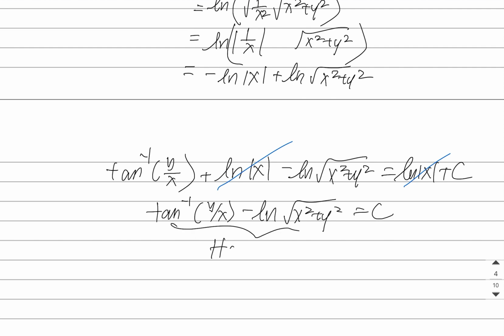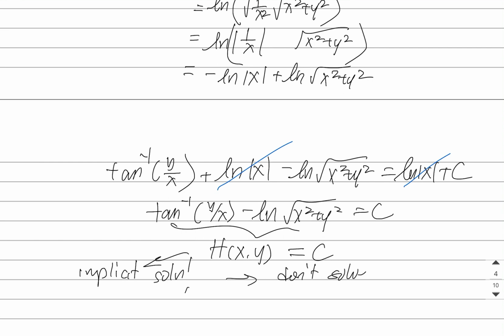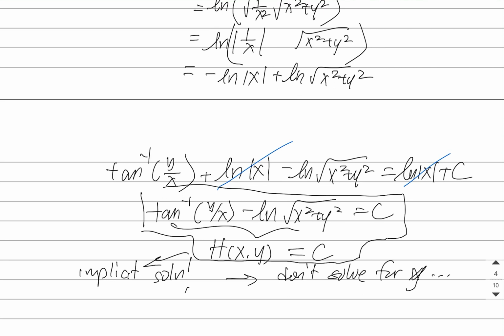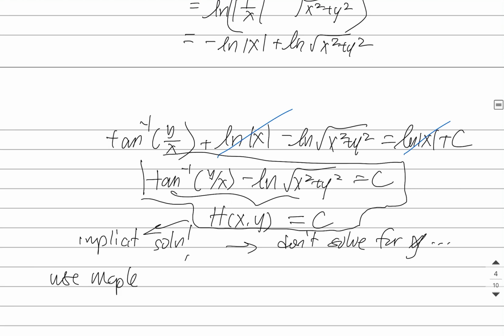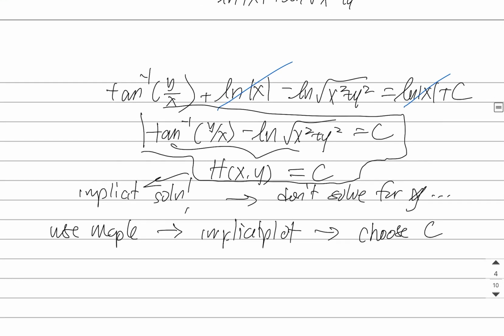Now this turns out to be some function of both x and y, so this is what we call our implicit solution. We don't solve for y in terms of x. Can't do it, too complicated. Sometimes it might feel like a bit of a letdown, but what you can actually do is take this and use Maple, for example, and do something called Implicit Plot. Within Implicit Plot in Maple, you can choose different C values and use an implicit plot. And then you can overlay that implicit plot on the slope field.